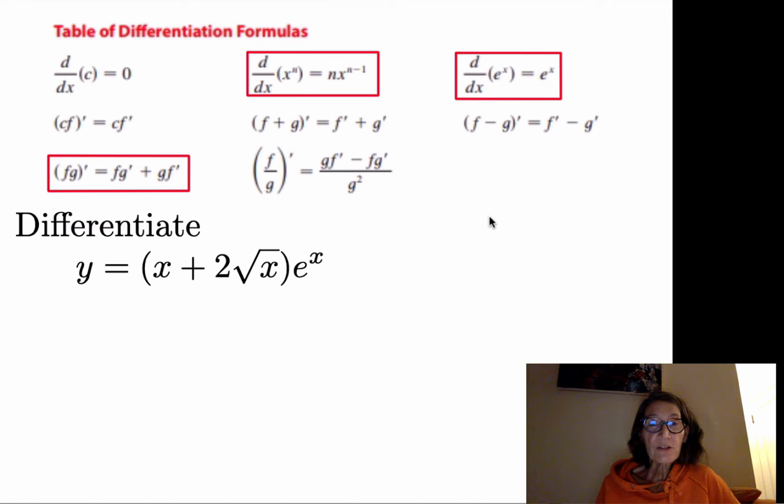Another one we're going to have to use here is the sum rule. The derivative of a sum is just the sum of the two derivatives. And that's kind of an obvious result of limit laws, right? The limit of a sum is the sum of two limits as long as those two limits exist. And remember, these derivatives are always limits.